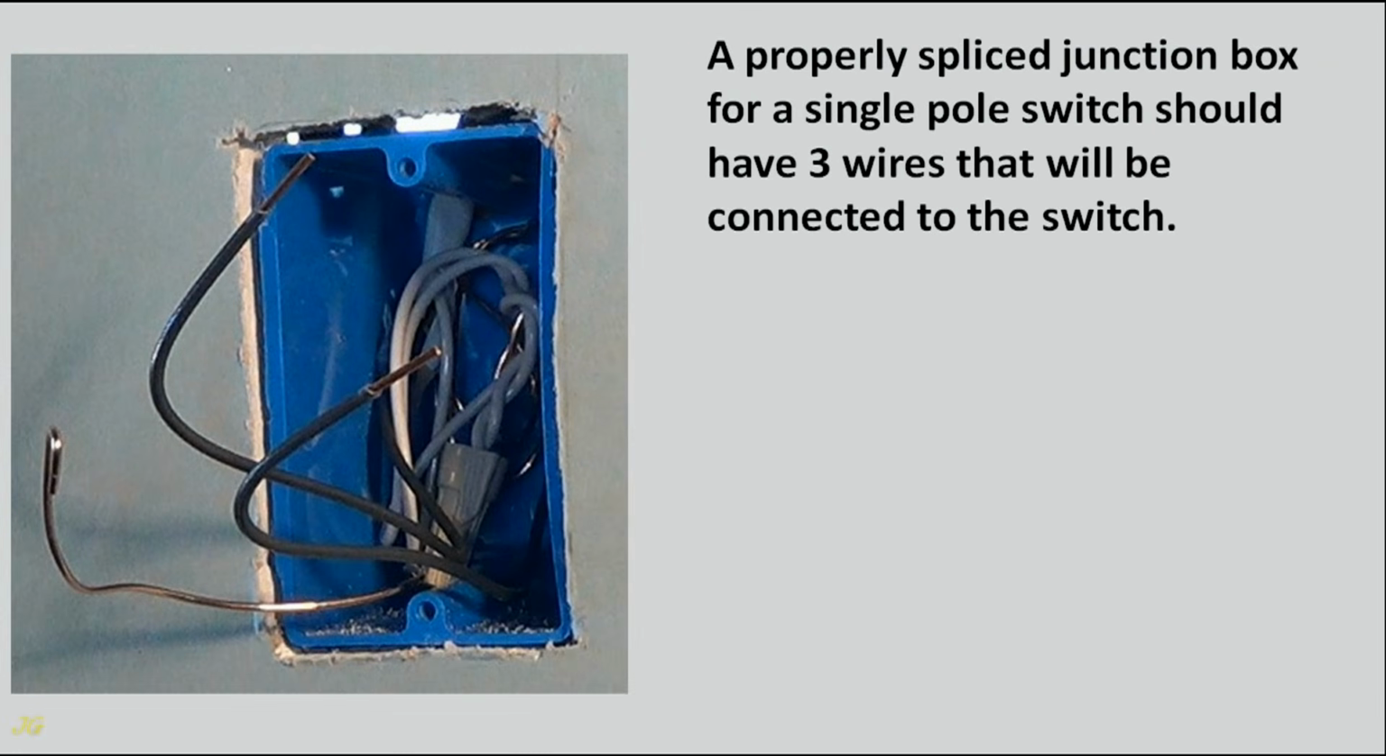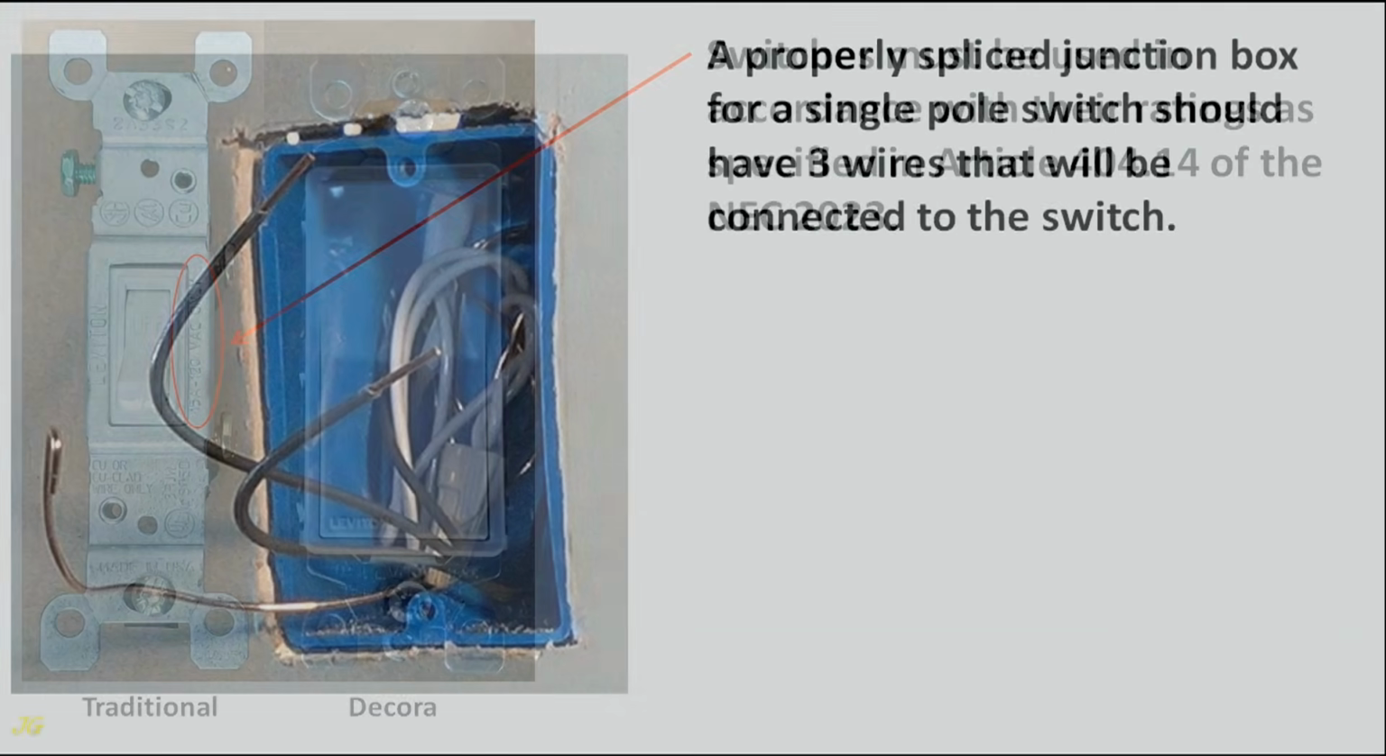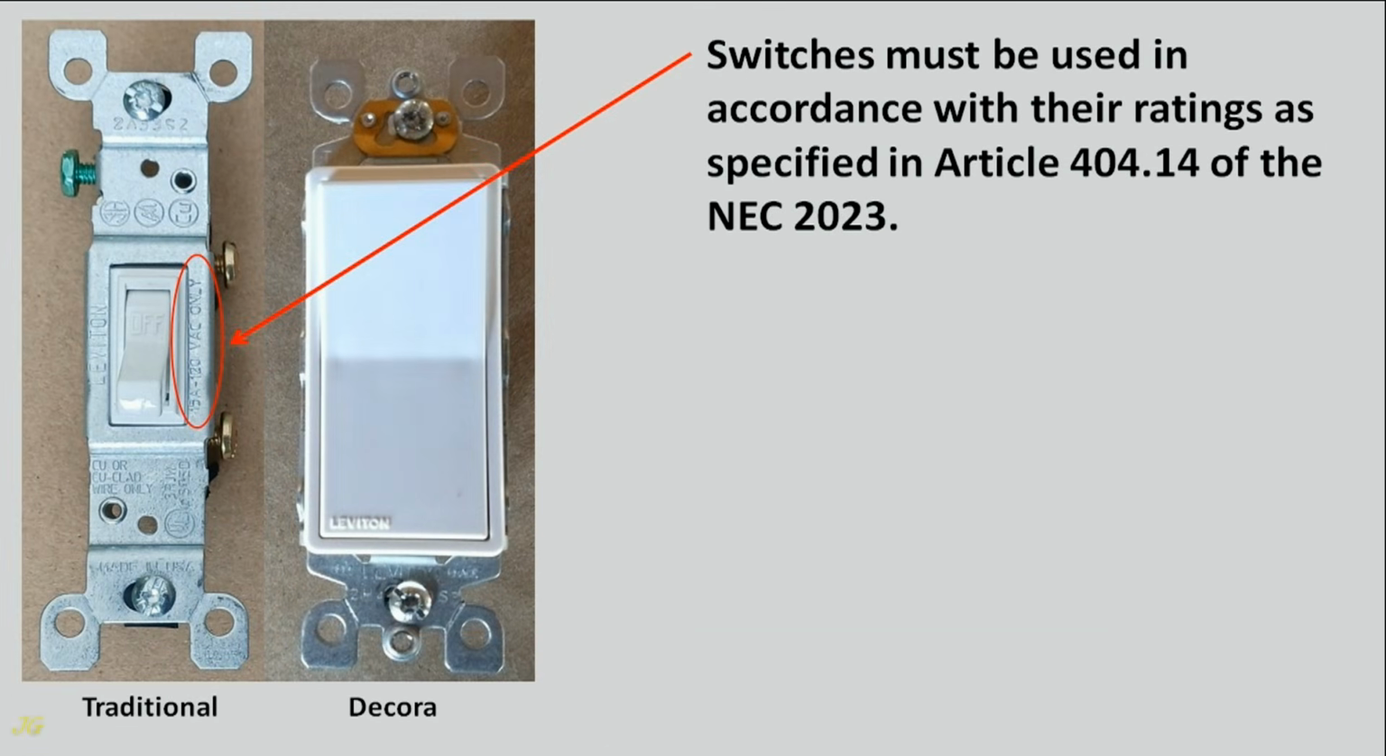A properly spliced junction box for a single pole switch should have 3 wires that will be connected to the switch. Switches must be used in accordance with their ratings as specified in Article 404.14 of the NEC 2023.